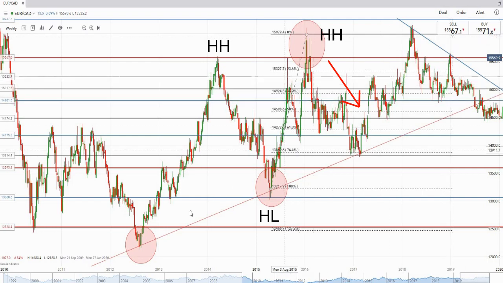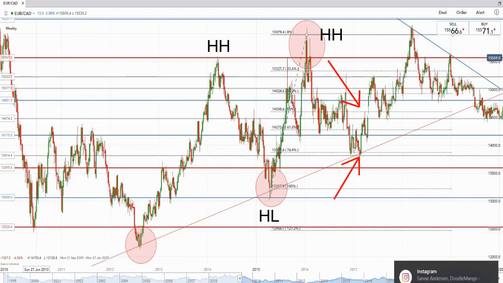We can see that price bounced right off the 76.4% level with a well-formed double bottom and continued its bullish momentum. If we had entered long after the double bottom formation, we would have gained some major pips.